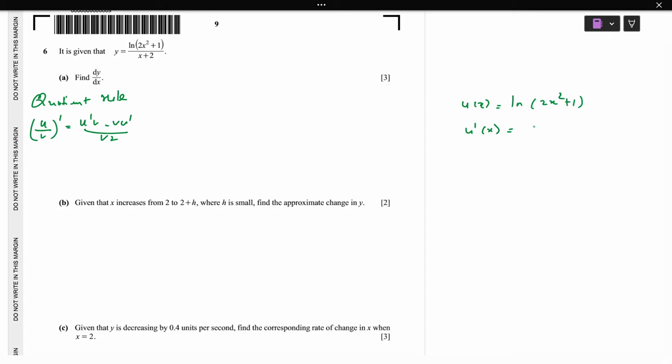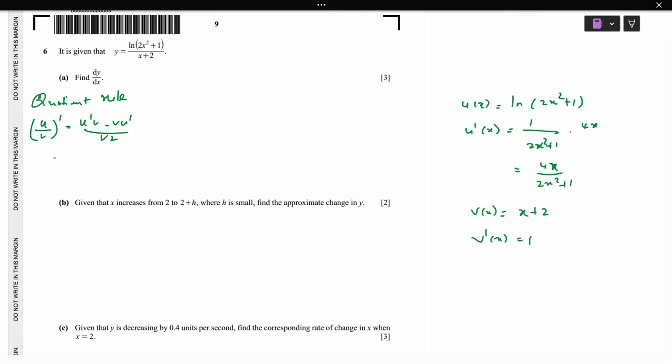Here also the derivative of log of that is 1 by (2x square plus 1) into the derivative of the inside, because here x is not alone. The x term is like 2x square, and when I derive, you will get 4x. So u dash of x equal to 4x by (2x square plus 1). This is my u dash. Next I'll go for v of x. v of x is going to be the denominator, x plus 2. When I derive one time, the x term is going to be 1. That's it. Okay, I'll substitute here.